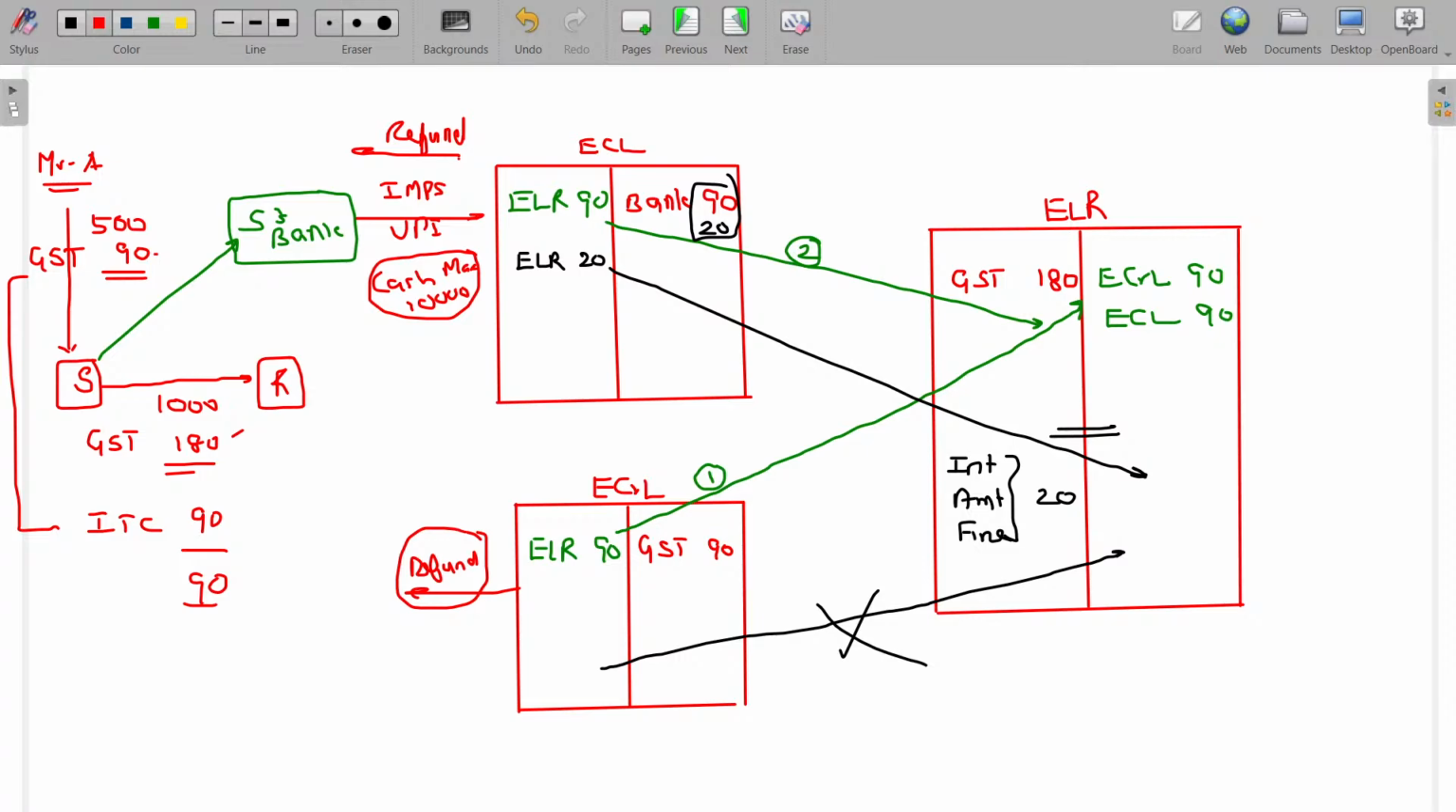Is that clear? Electronic cash ledger, the amount is deposited from the bank account. Of course, cash also possible. Number one, electronic cash ledger. This electronic cash ledger can be used for what? Tax payment as well as other dues also. Both purposes it can be used. Clear?